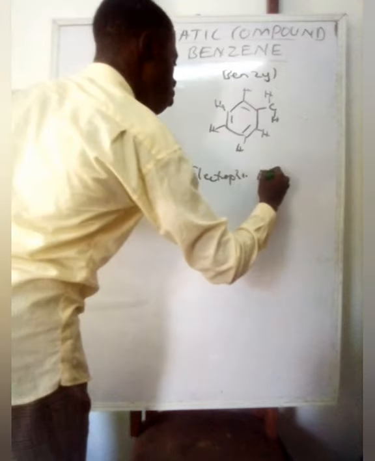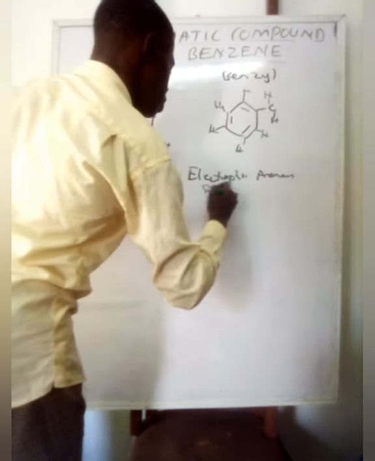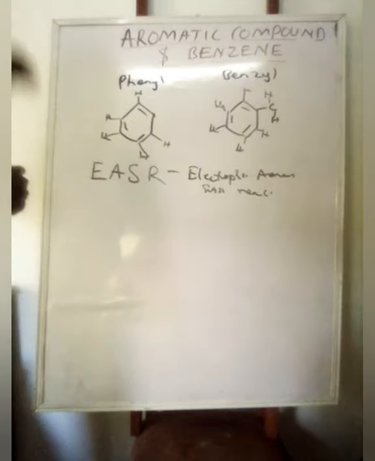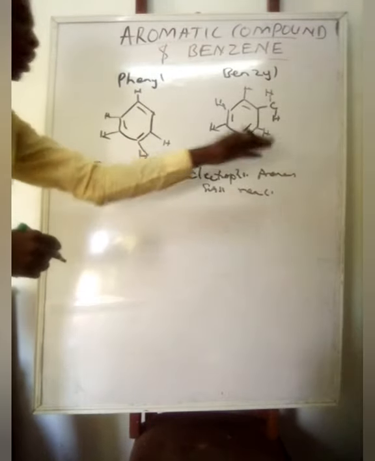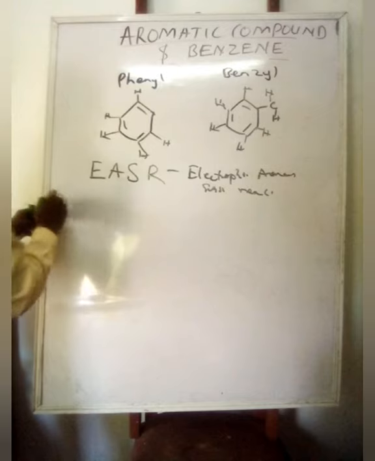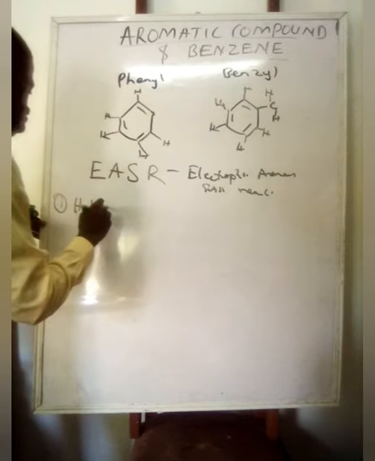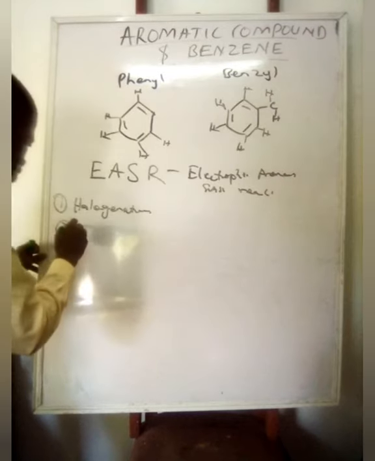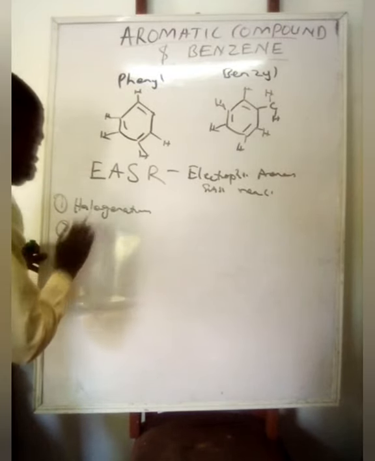So this is electrophilic aromatic substitution reaction. Now we have five common electrophilic aromatic substitution reactions. We have the first one, which is halogenation. We have the sulphonation.